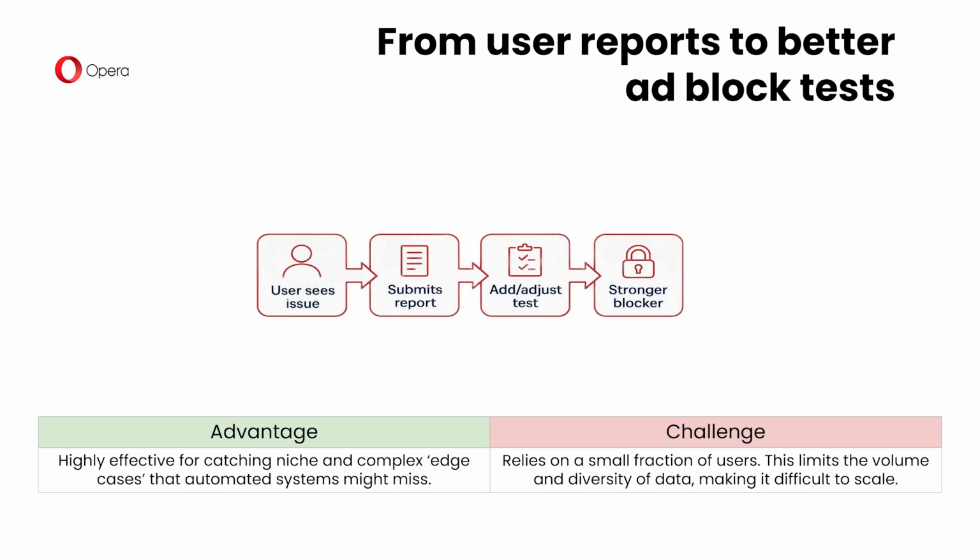When a user sees an issue and submits a report, we get a notification in Jira or in our Looker system. Then we check if there are tests that can cover these steps. If there is one, we run this test. If not, we can add or adjust a test, and we improve our testing baseline this way.